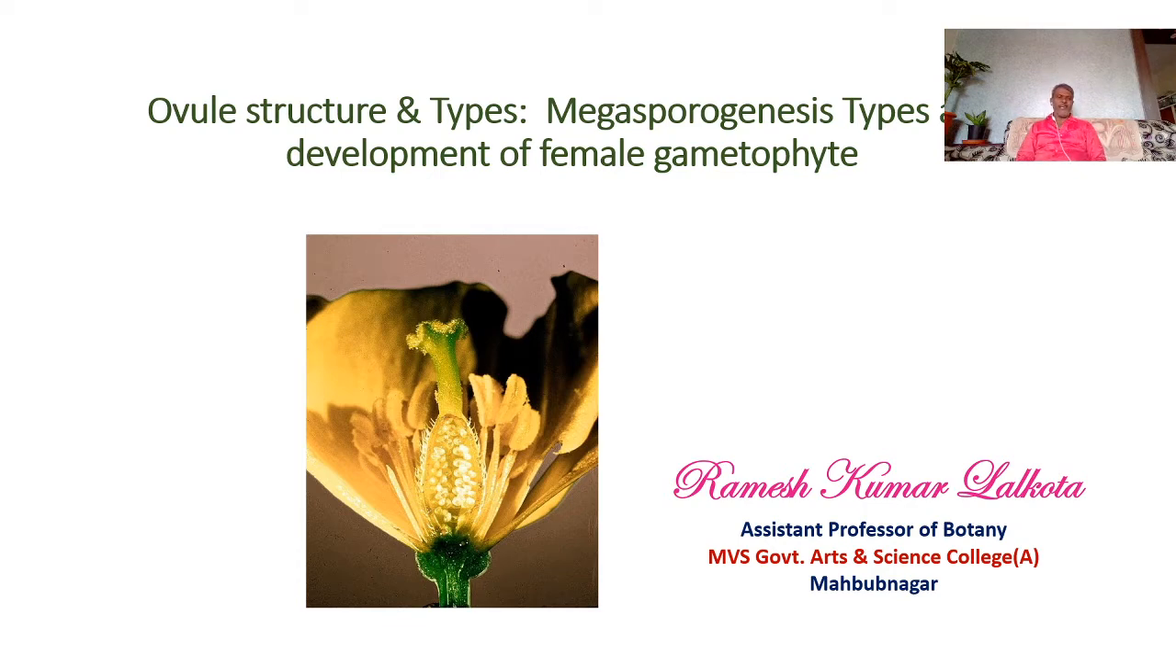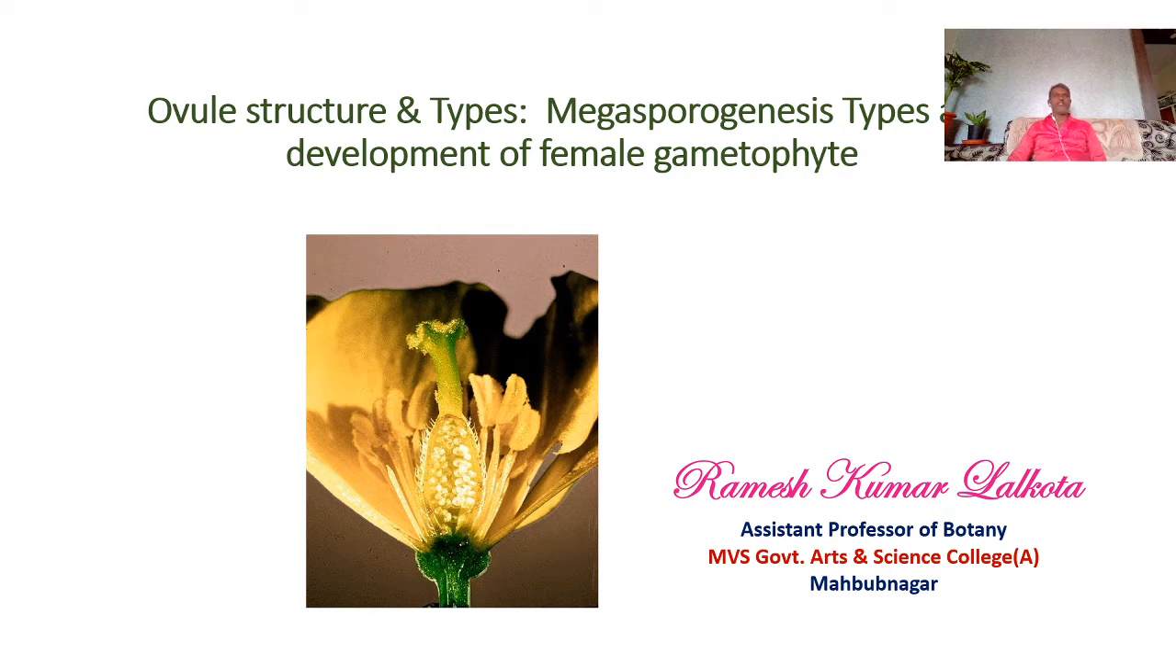In our previous class, we learned about microsporogenesis and development of male gametophyte. Today, in our class, we will see the structure of the ovule, types of ovules, and what are the different structures that are concerned to the ovule. Actually, what are ovules and where they are present, and what is the role of the ovule?